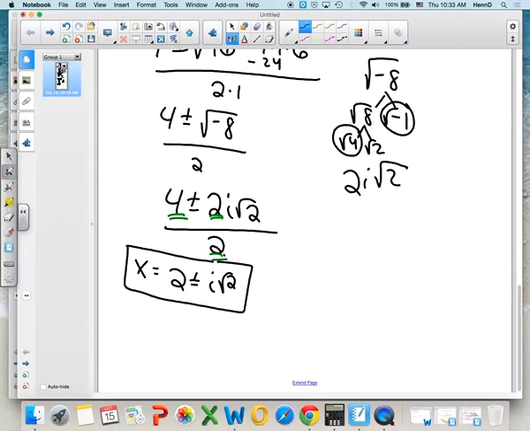Alright, so you have a couple of these to practice on your worksheet. And a couple of the ones that come out to regular numbers on your worksheet also.